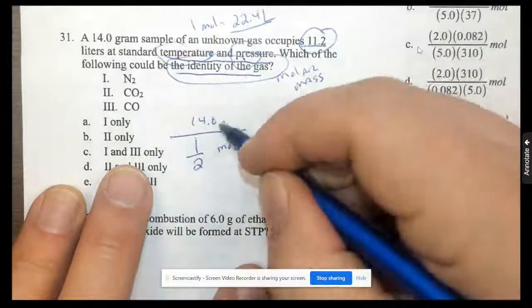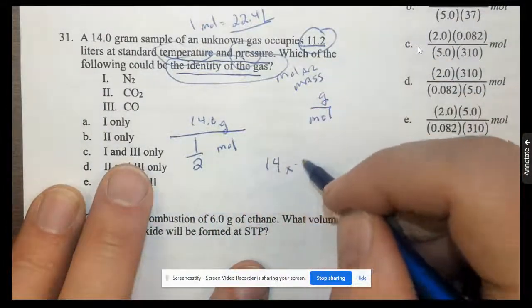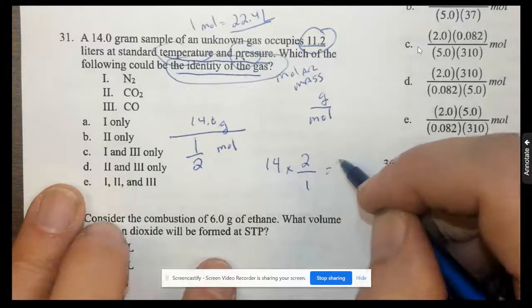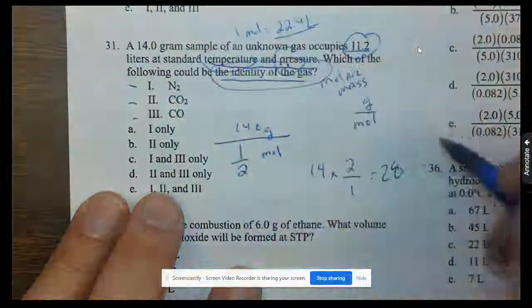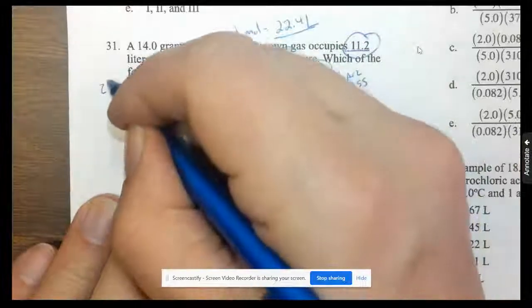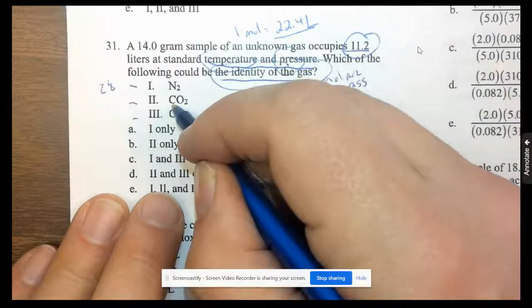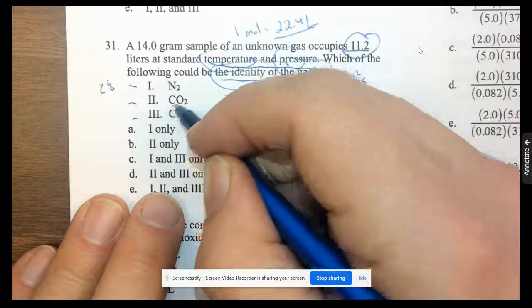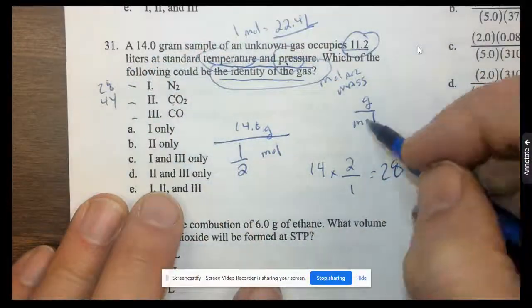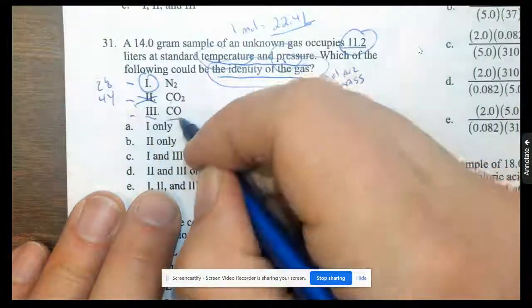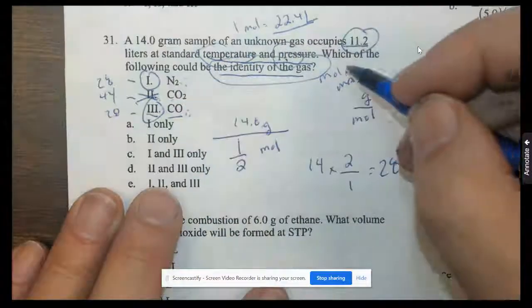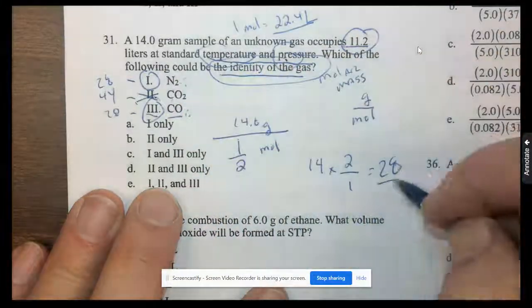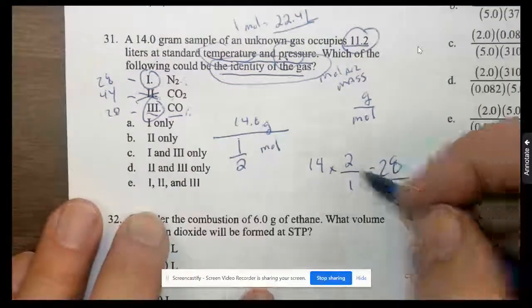So I'm going to be taking 14 divided by a half, which is the same as 14 times 2 over 1, which is 28. So I want to look to see which one of these has a mass of 28. Nitrogen is 2 nitrogens makes 28. 1 carbon is 12. 2 oxygens, that's 32, and 12 is 44. That ain't right. So I like nitrogens, 28, supposed to be 28. This guy, 12 and 16, that's 28, that's a keeper. So these two could be the identity of the gas because they both have a molar mass equal to what we calculated. So what is that, 1 and 3?